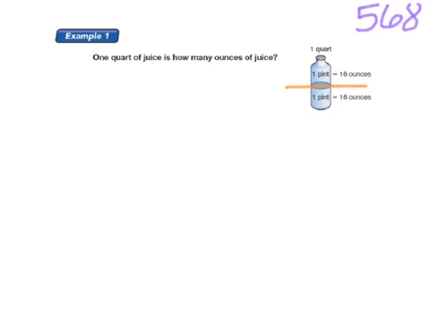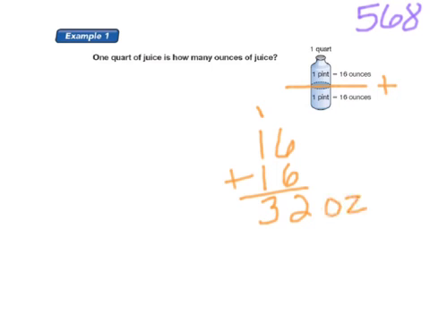And we know that each pint equals 16 ounces. So 1 quart of juice is how many ounces? Well, all we have to do is add these 2 together. So 16 plus 16. Of course, you are always going to show your work. Equals 32 ounces. Now, OZ is the abbreviation for ounces. Don't ask me why. So you can use that instead of writing out ounces all the way.